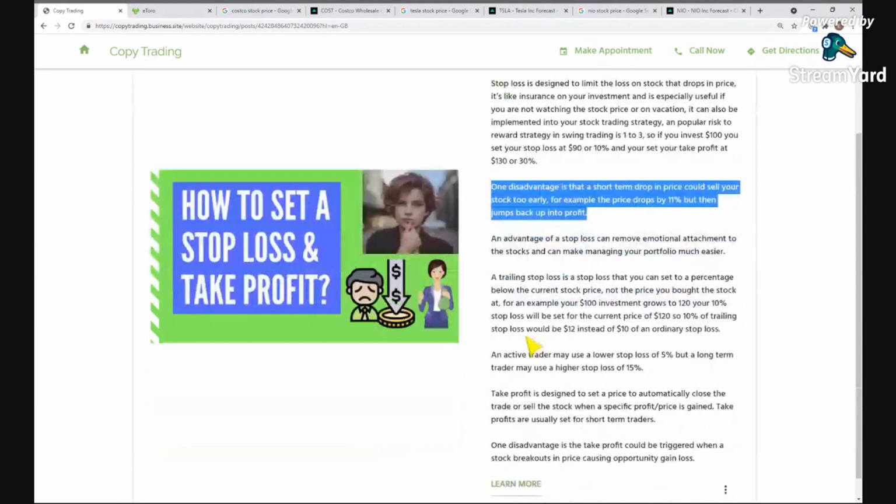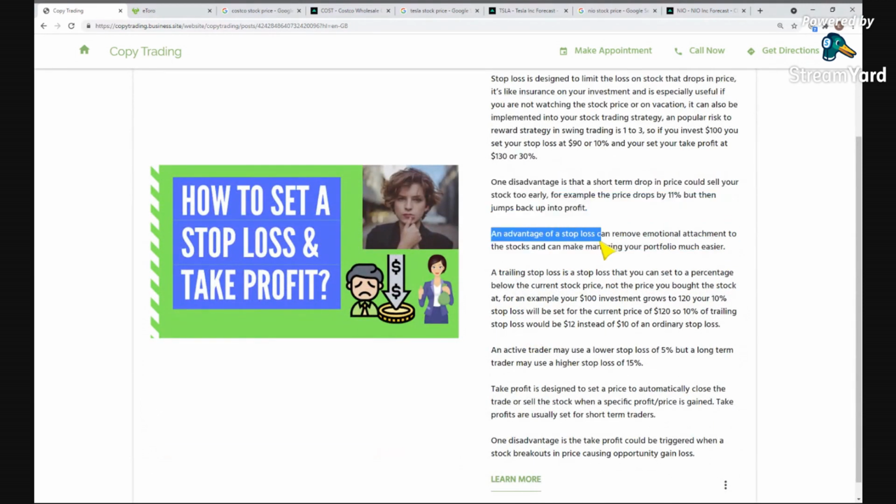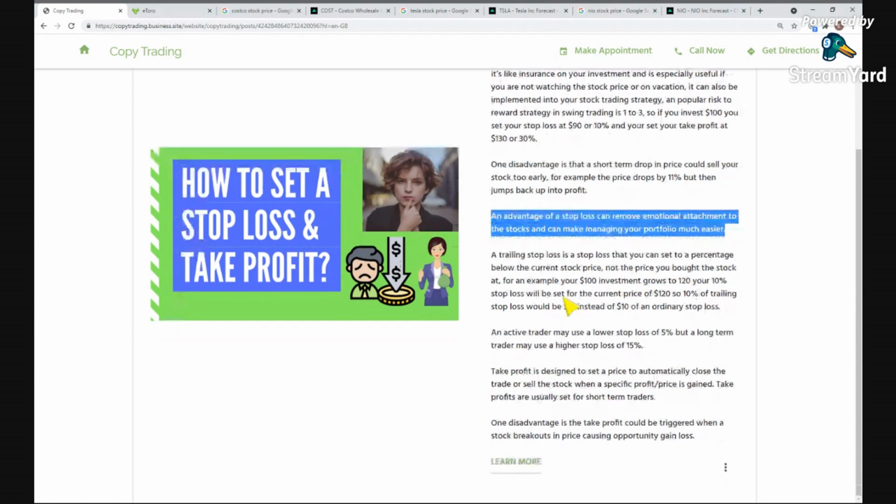Okay. An advantage of stop loss is it can remove emotional attachment to the stocks and can make it much easier to manage your portfolio. You need to set out your strategy, because I think the hardest thing with swing trading and long-term trading is just watching the stock price day in, day out.